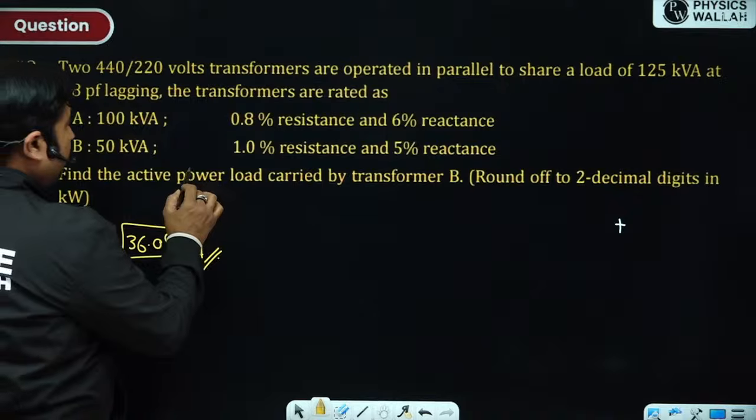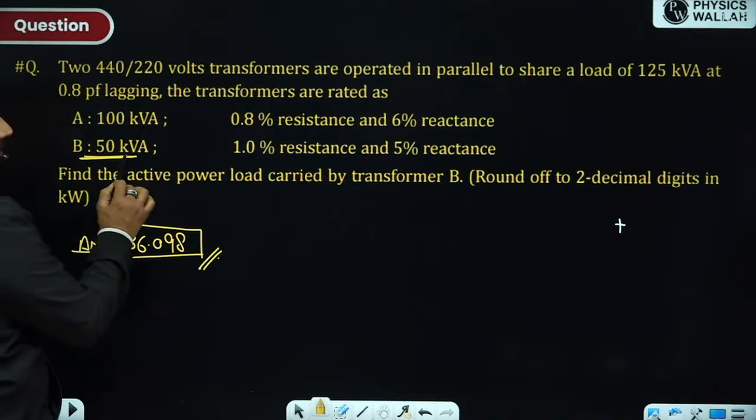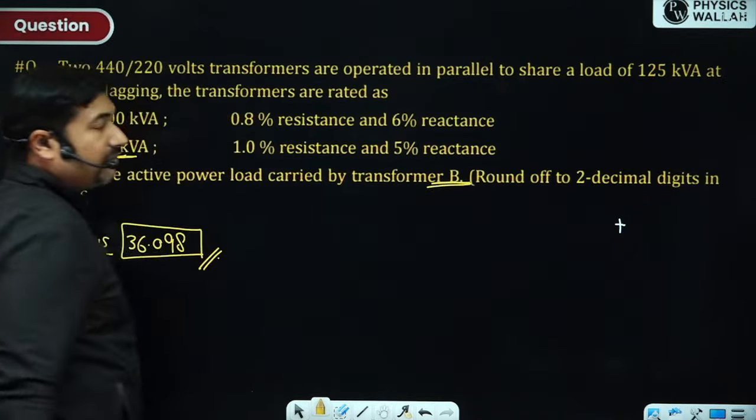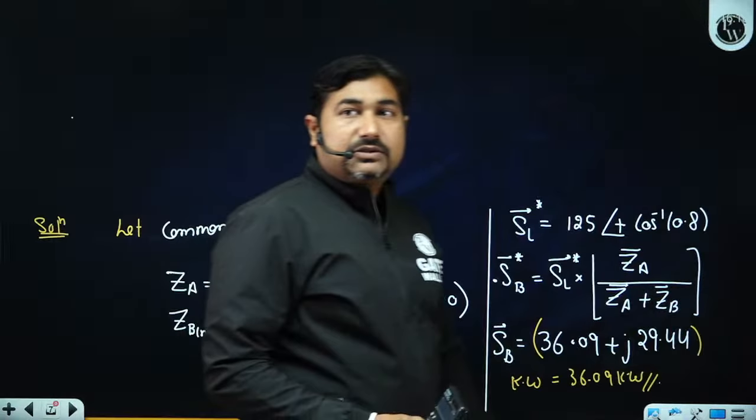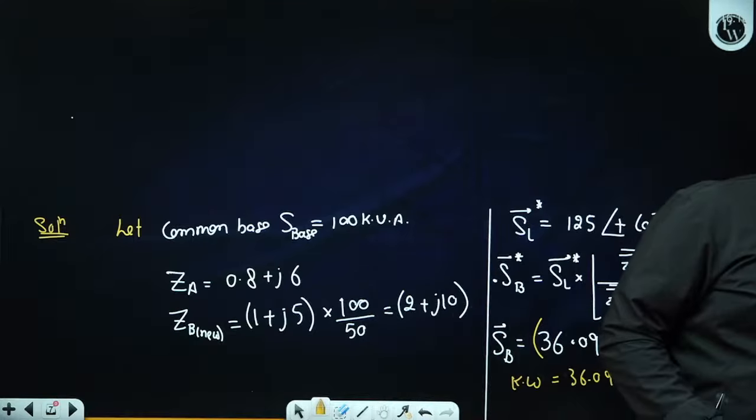Even this is also given, that you have to find out for transformer B. You have to find out for the 50 kVA transformer. Maybe you have calculated for transformer A. So you need to do the calculation once again.